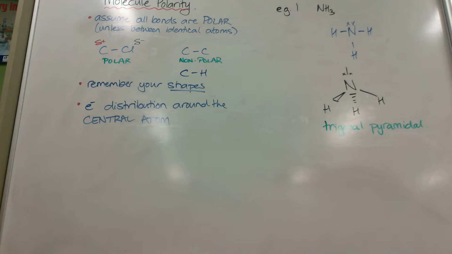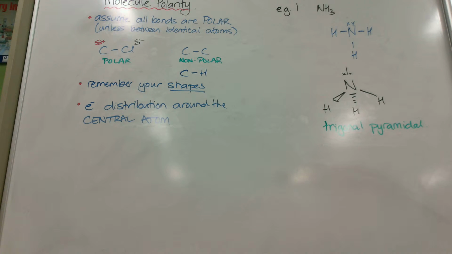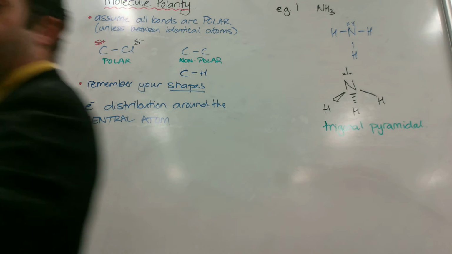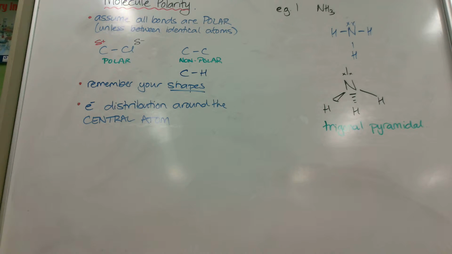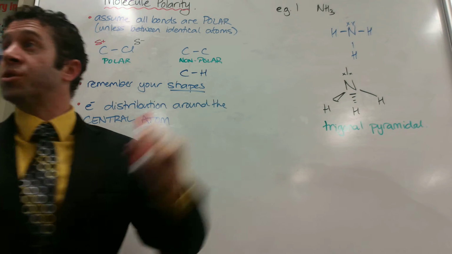But which end is going to be delta minus and which end is going to be delta plus? So where is the dipole? If we're going to assume that all of these bonds are polar, and by the way they are, which way would the arrow go to show our dipole in the bond? Would it go towards the nitrogen or away from the nitrogen? Towards it. Why? You're quite right.